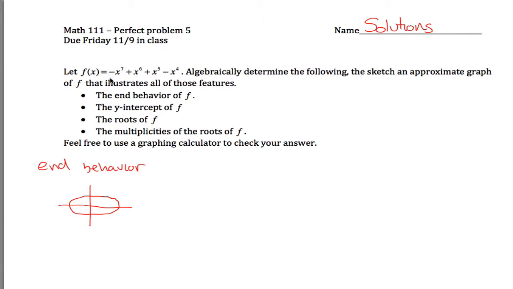So in this case, all we got to do is look at the leading coefficient. Maybe I'll write this down here. Because the degree is odd, the arrows are going to go in different directions. If it goes up here, it's going to go down here. If it goes down here, it's going to go up here.